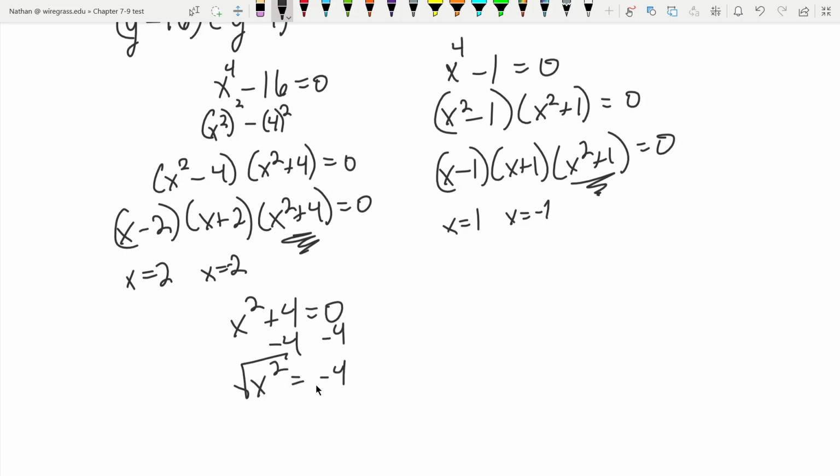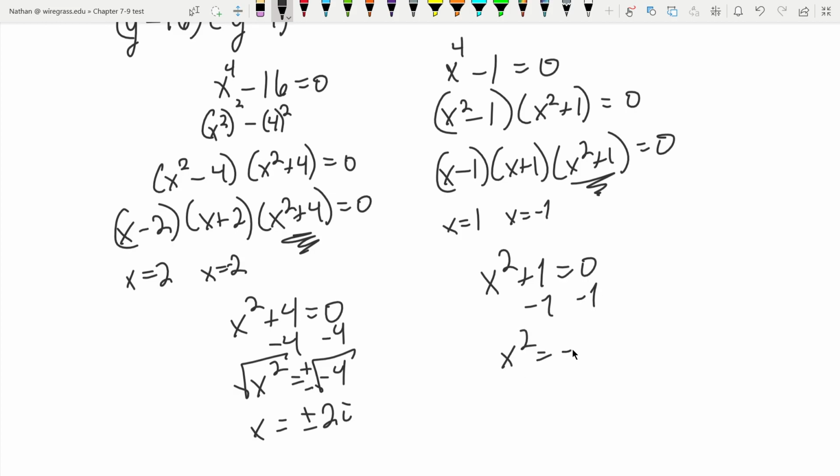Take a square root, plus or minus, and now I can take a negative out as an i, and then the square root of 4 is 2. So I get plus or minus 2i. Here I have x squared plus 1 equals 0. Subtract 1. x squared equals negative 1. Take a square root, plus or minus. The square root of negative 1 is i. So I get plus or minus i.